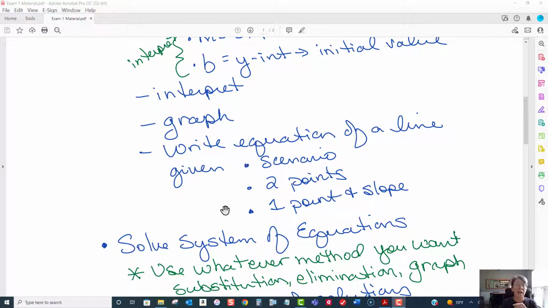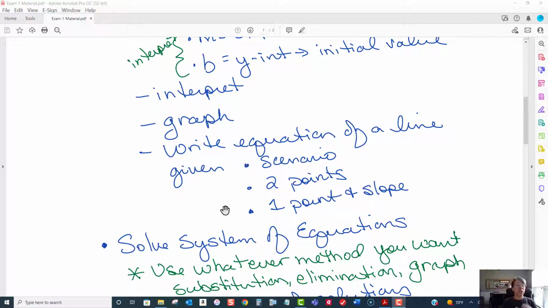Oh, and about the graphs, I know trying to figure out exactly where the line's supposed to go or how to graph it. It's going to be multiple choice for all the graphs. So you just have to look to see which one matches. You need to be able to write an equation of a line.